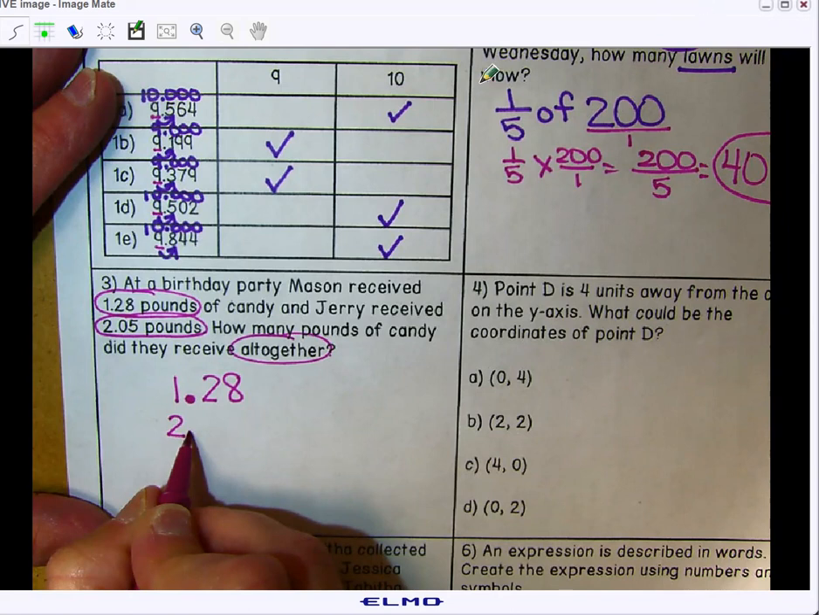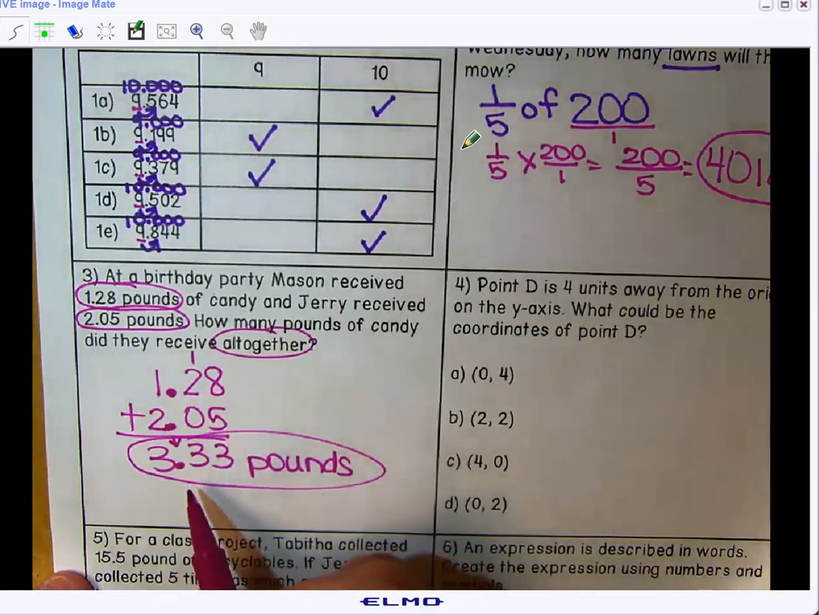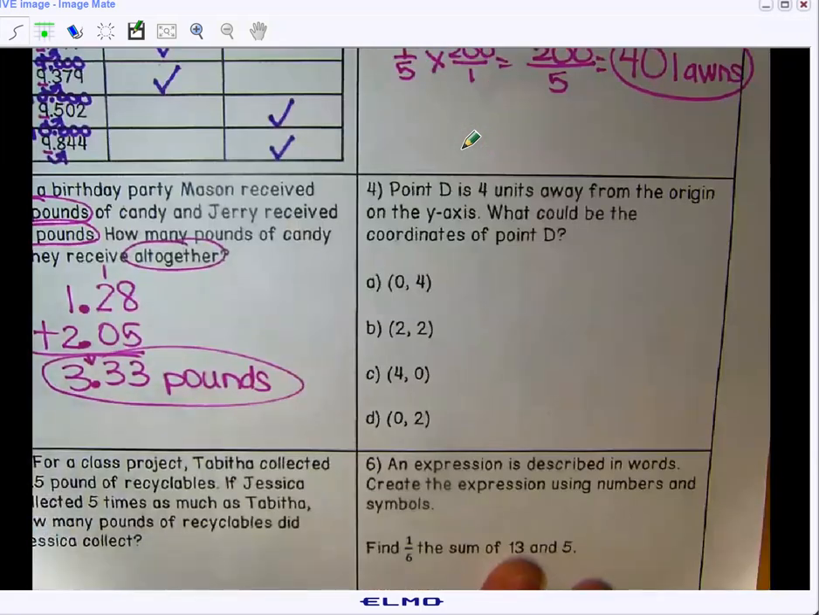All right, let me get this back up here because it is frozen. All right, so again, 3 33/100 pounds of candy when you add it all together.